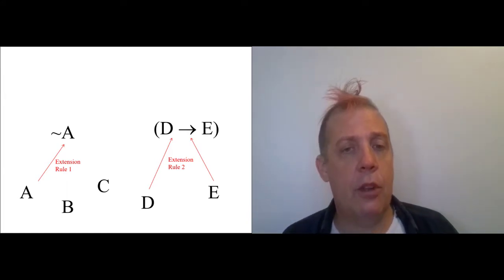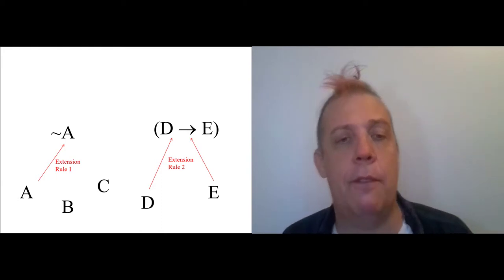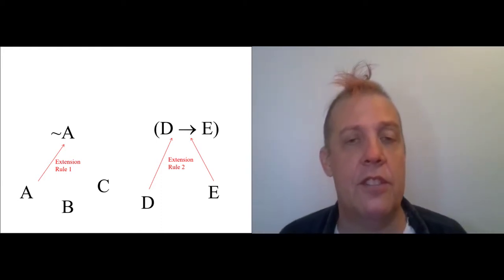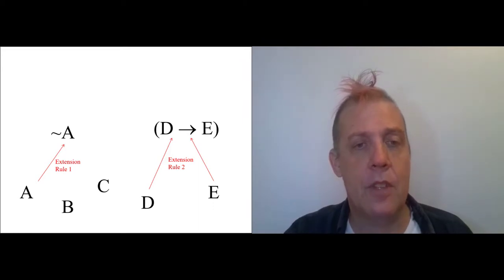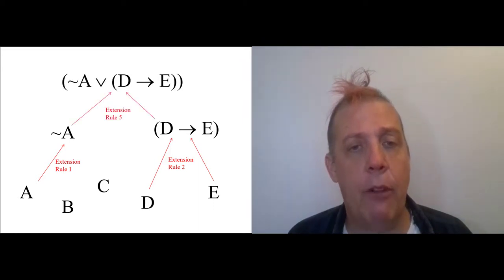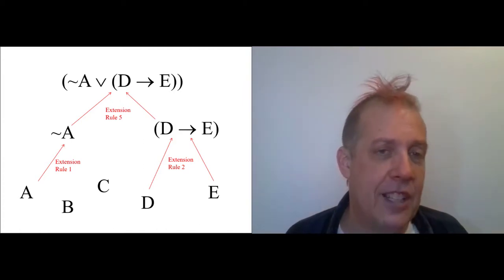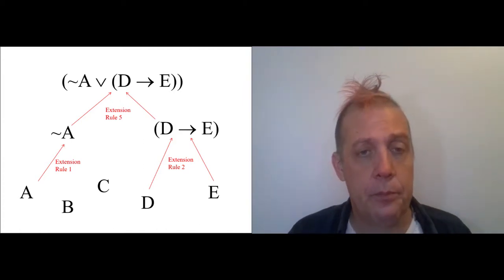So you notice now that we go from our base level to our level 1 sentences. The level 1 sentences have one connective in them. We can also connect up 2 level 1 sentences using extension rule 5. We connect them up with an OR. We can think of this as a level 2 sentence.